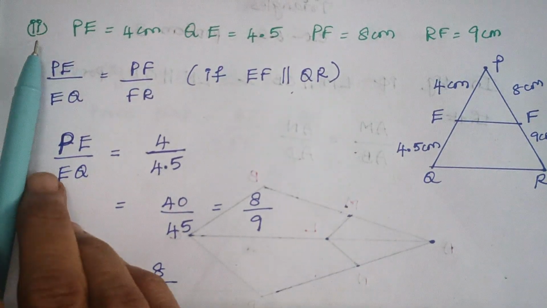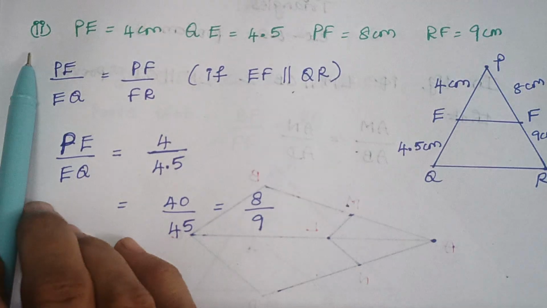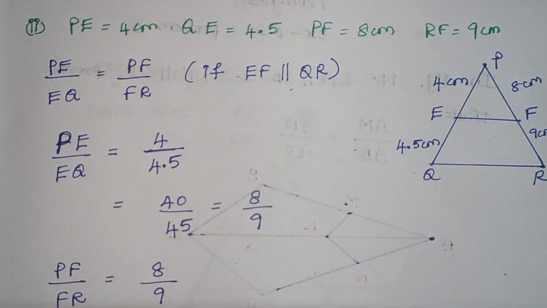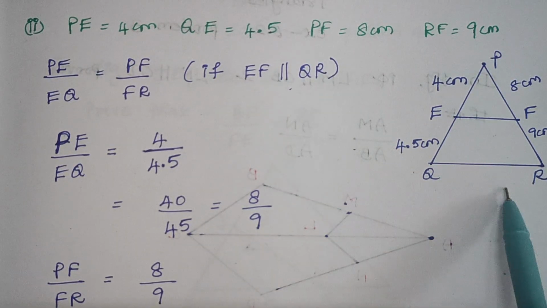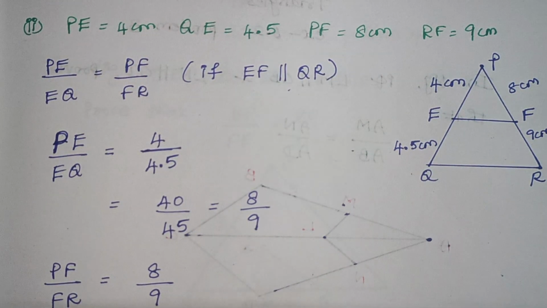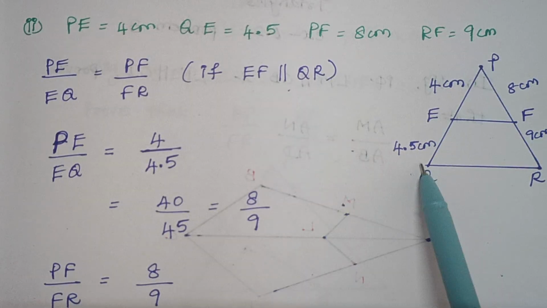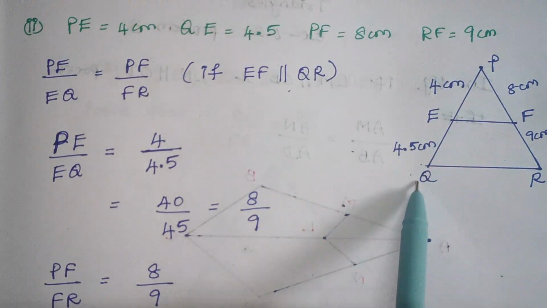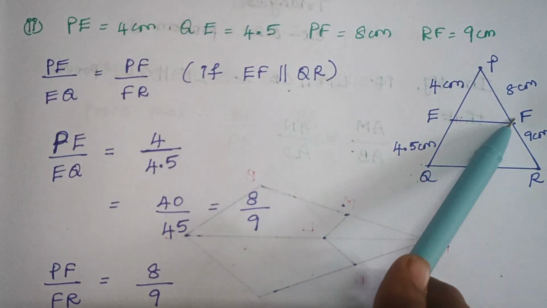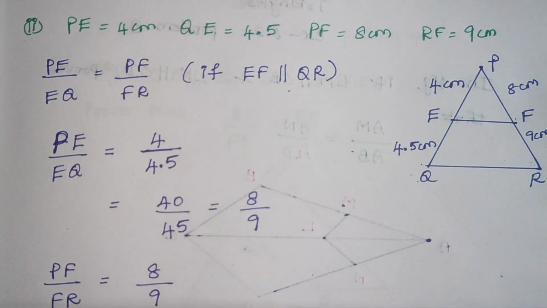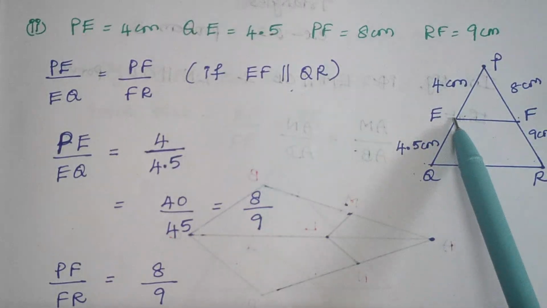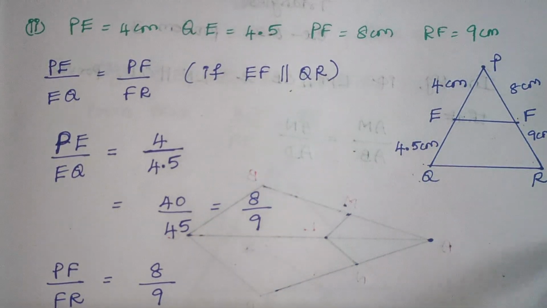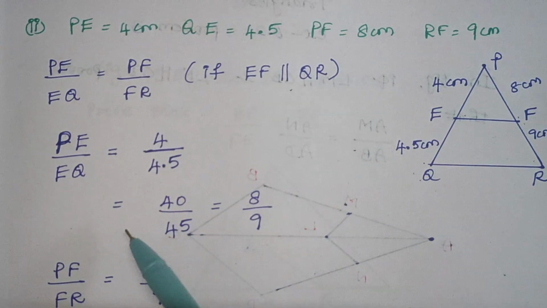So this is my second question, right? Second part of second question. Again, draw the diagram. It is best to draw the diagram, then only it is very easy for us to solve, right? So write down the given data. PE is 4 and QE is 4.5 and PF is 8 and this RF is 9. Right? So PE by EQ is equal to PF by FR. So now substitute the values over here, right?